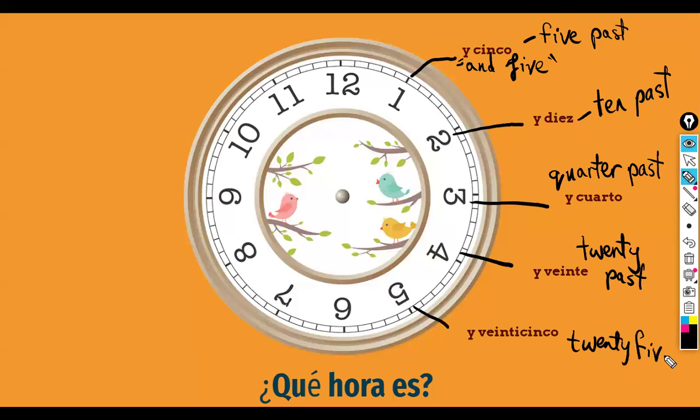Remember that the numbers in the twenties, twenty-one, twenty-two, twenty-three, twenty-four, twenty-five, twenty-six, twenty-seven, twenty-eight, twenty-nine are one word, right? All right, and then on the six, we will have half past, right? Y media.